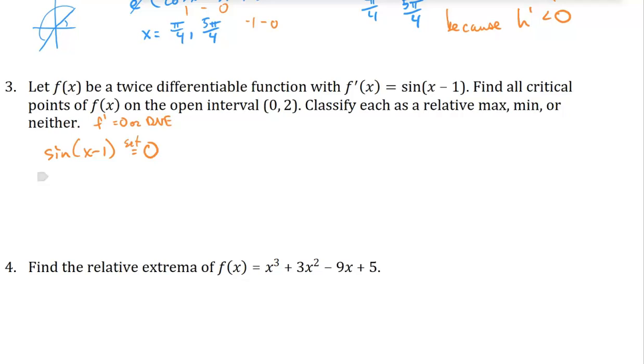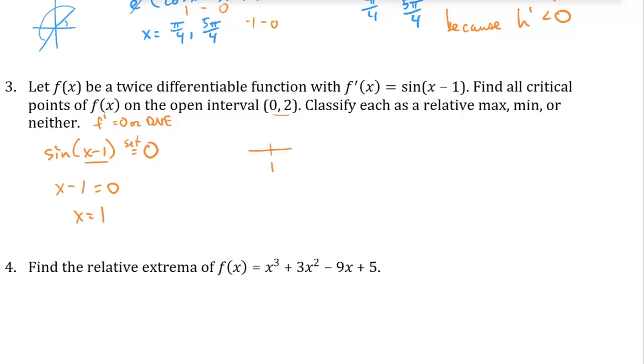So I want to know what values for x on the open interval from 0 to 2 would make this equal to 0 or pi, etc. So if I said x minus 1 equal to 0, then x is equal to 1. That's inside this interval. If I said x minus 1 equal to pi, I'm going to be outside the interval. So x equals 1 is the only value here. Okay, now to determine whether we have a relative max, min, or neither at x equals 1, I'm using the first derivative test, and I want to know, is my derivative changing from positive to negative? That would be a max. From negative to positive, that would be a min, or not changing signs.